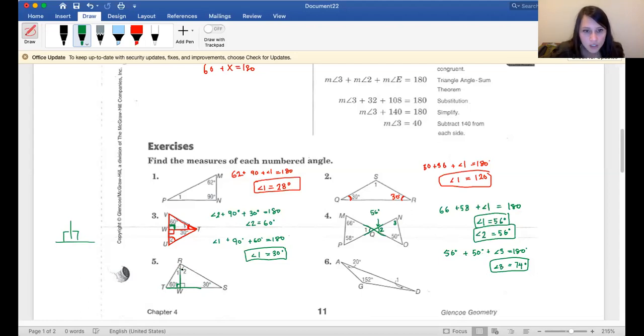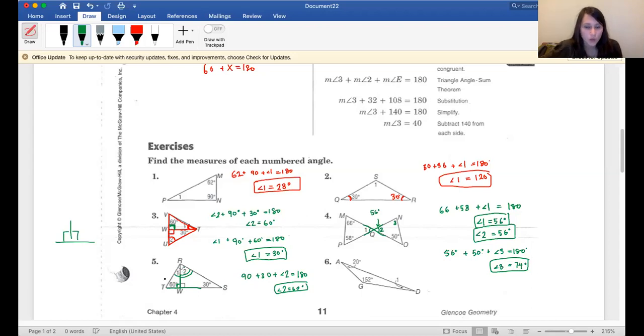I can't really tell if this angle 2 is for the whole angle or just this part right here. But regardless, we know that 1 and 2 have to add up to be 90 degrees. So let's just assume that angle 2 is this part right here. So this would be 90 plus 30 plus angle 2 equals 180. So I'm going to subtract 90 and 30 from both sides. Angle 2 equals 60 degrees.